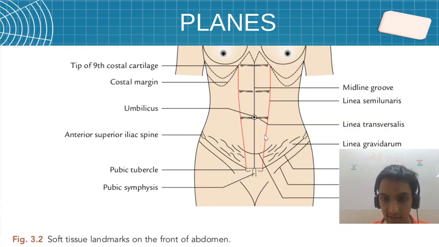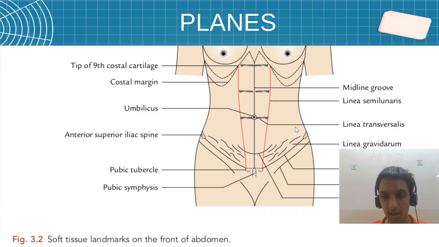Now let us see with the linea alba. This is umbilicus at the center. So linea alba is from the xiphoid process passing through the umbilicus. It will end at the pubic tubercle. So from the xiphoid process to the pubic tubercle, that is linea alba.